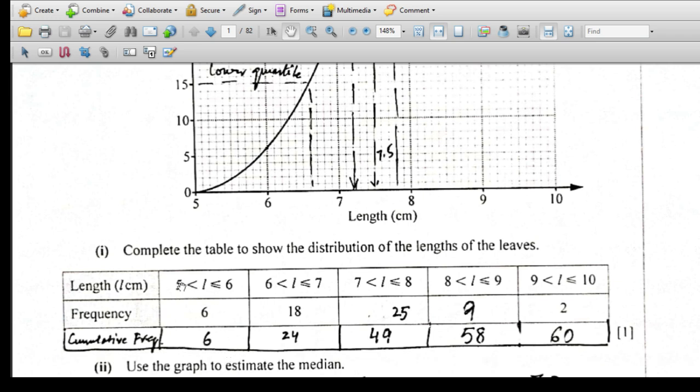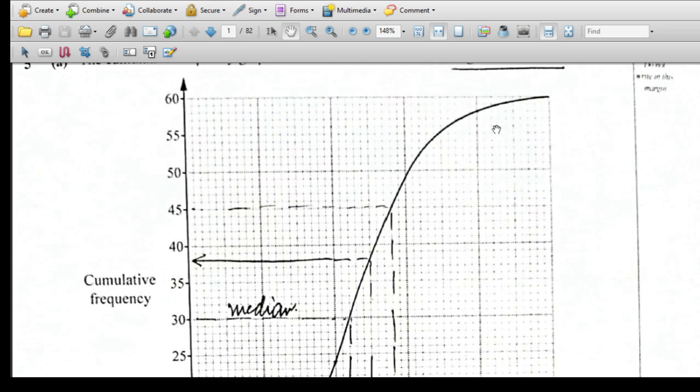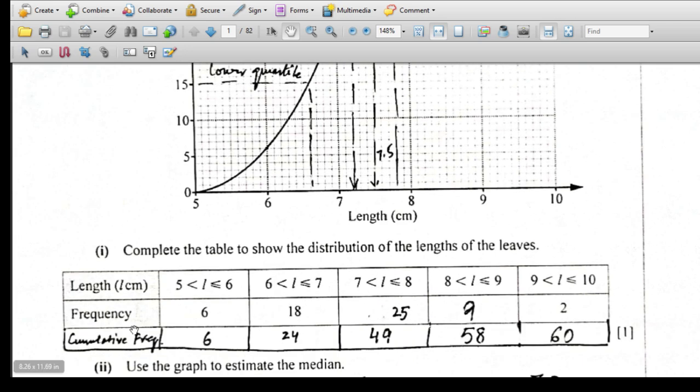The length of leaves has been classified into different classes. From 5 to 6, greater than 5 centimeter but less than 6 centimeter, the frequency is given as 6. 6 to 7 is 18, 7 to 8 is missing, 8 to 9 is missing, and 9 to 10 is given as 2. The cumulative frequency is also given, so we have to complete this one and this one. How do we complete what is missing?